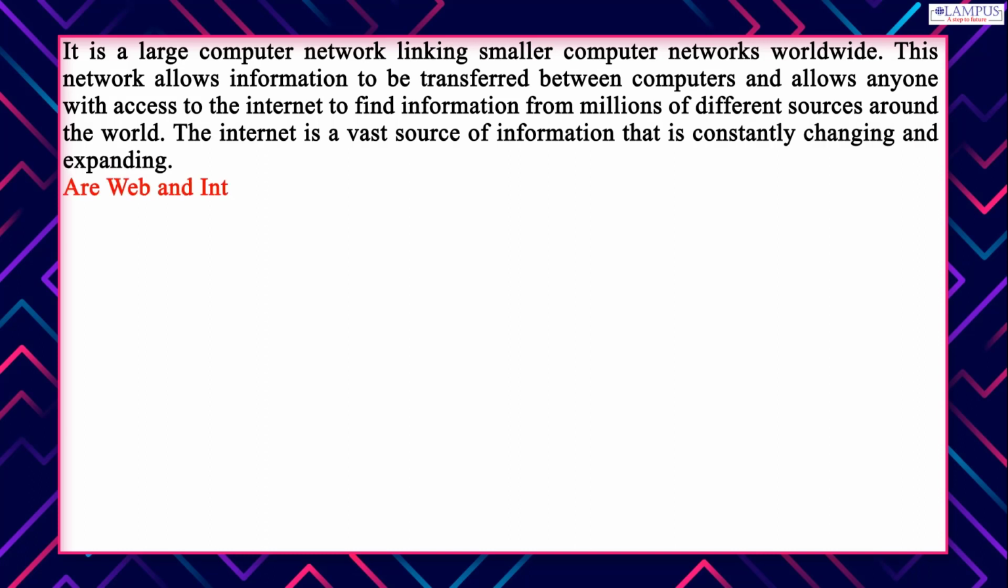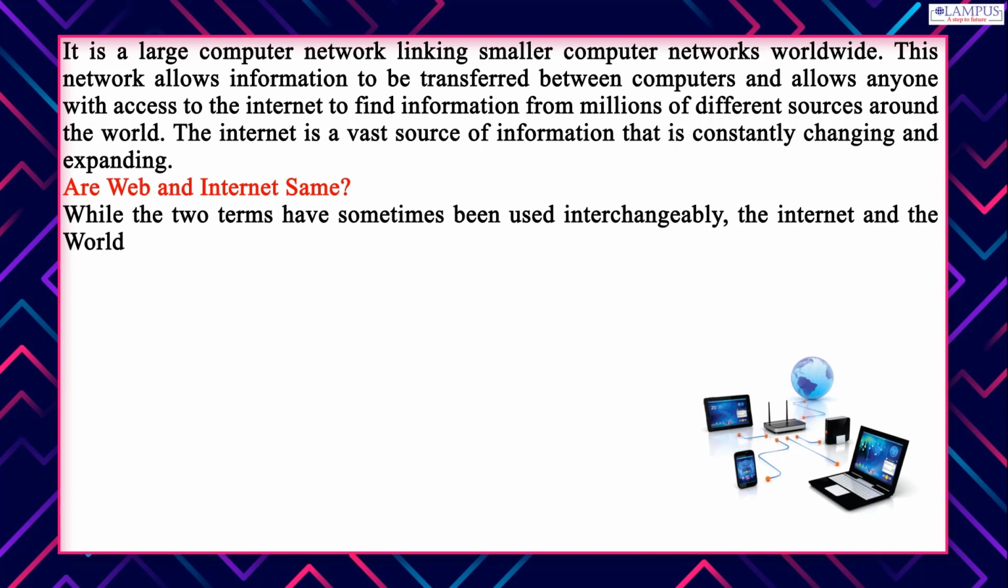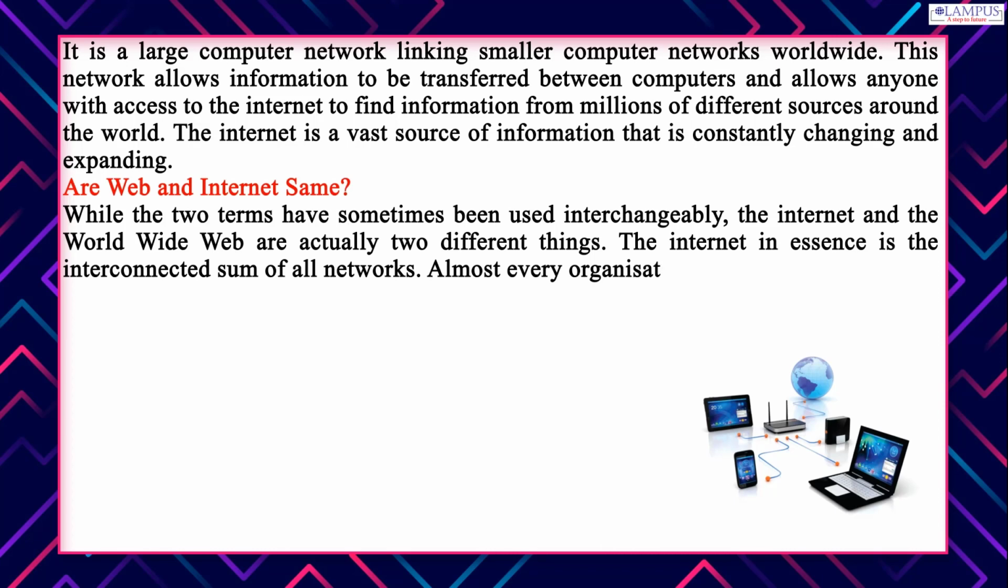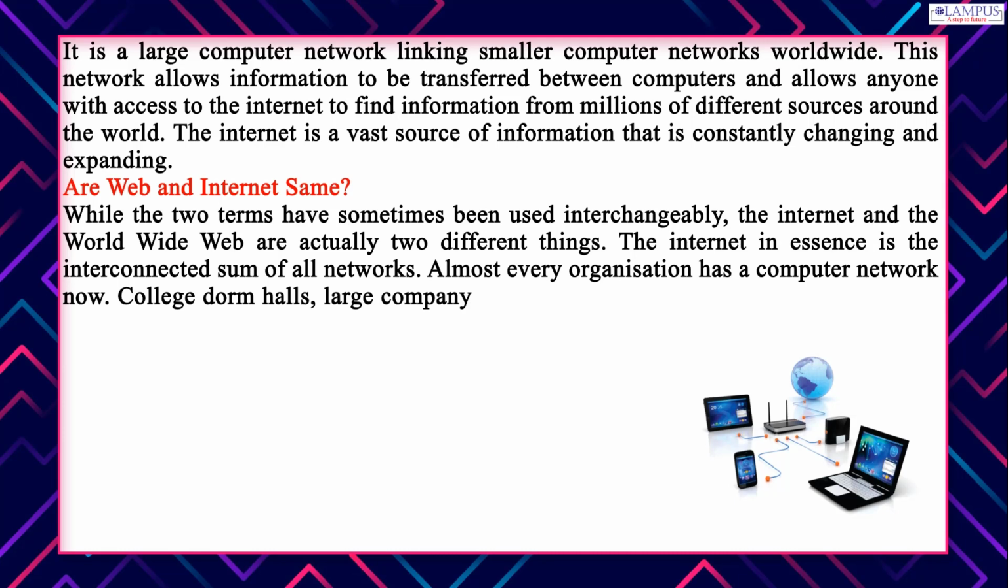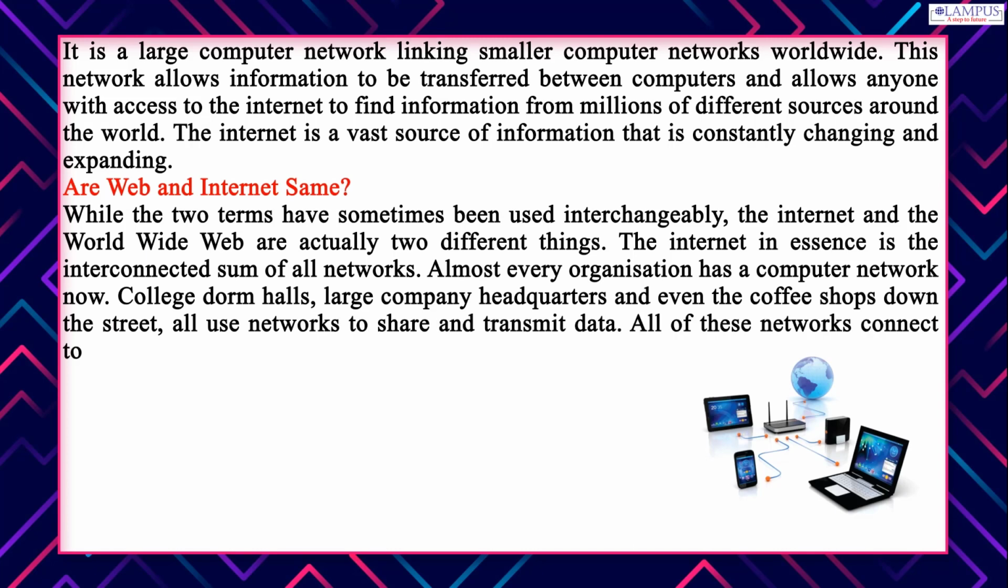Are web and Internet same? While the two terms have sometimes been used interchangeably, the Internet and the World Wide Web are actually two different things. The Internet in essence is the interconnected sum of all networks. Almost every organization has a computer network now. College dorm halls, large company headquarters and even the coffee shops down the street all use networks to share and transmit data. All of these networks connect together to form what we know as the Internet.